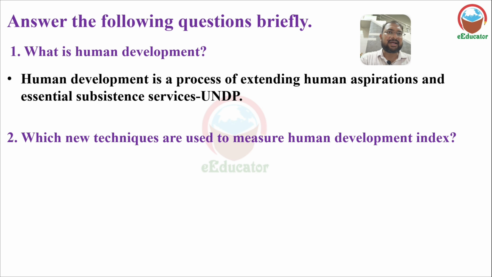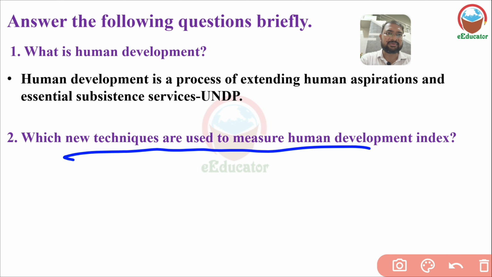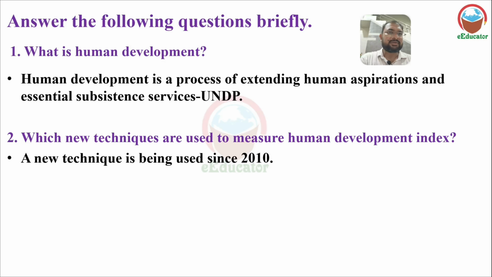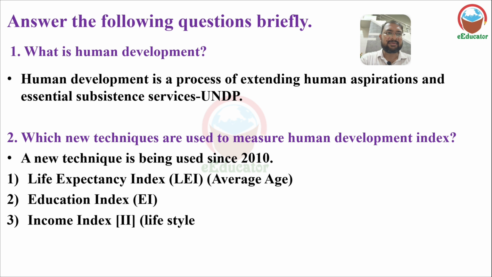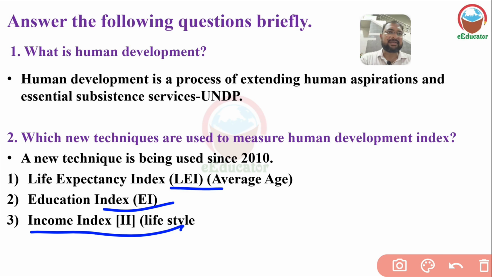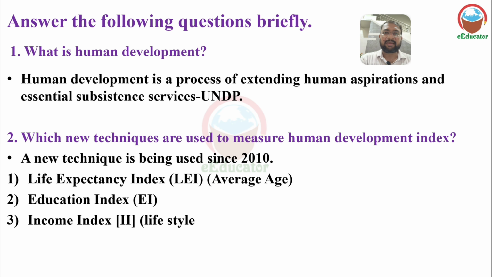Which new techniques are used to measure the Human Development Index? These are the techniques. New techniques have been used since 2010. Number one is the Life Expectancy Index, LEI. Second is the Education Index. We already discussed them in detail. Third is the Income Index, where lifestyle is included.